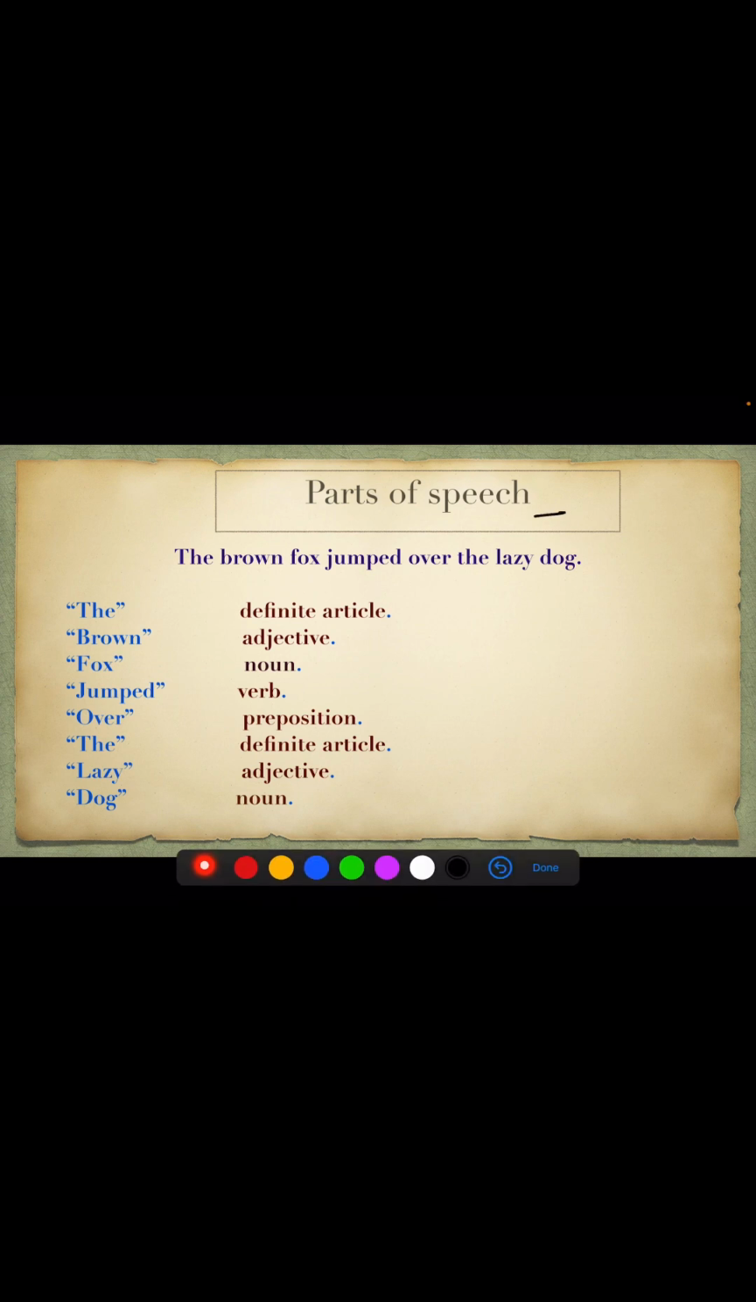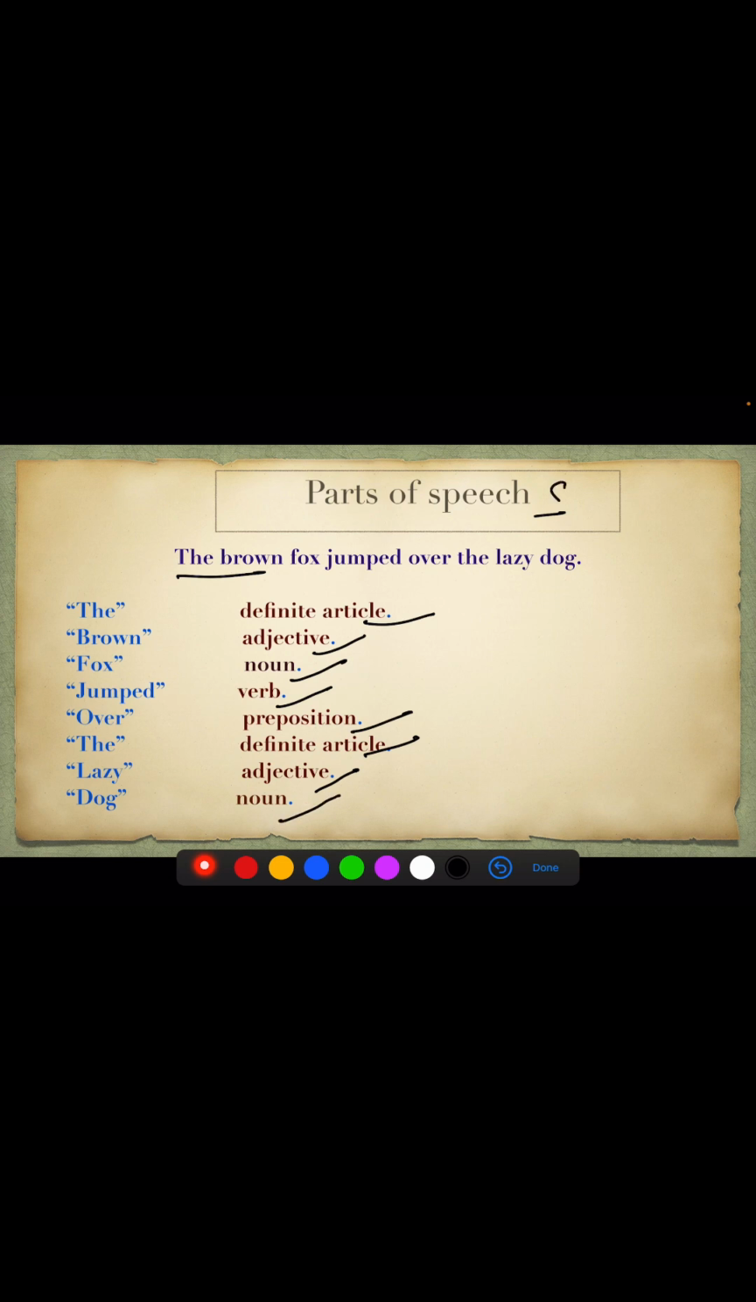So as I told you, a sentence can be further classified according to its purpose. It's not just about a subject, verb and object. In this example, the sentence consists of a number of words, each of which plays a role in the sentence and can be classified as follows. The is a definite article, brown is an adjective, fox is a noun, jumped is a verb, over is a preposition, the is again a definite article, lazy is an adjective, dog is a noun.